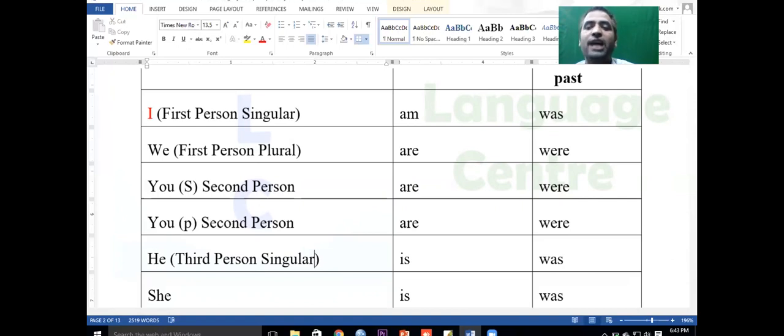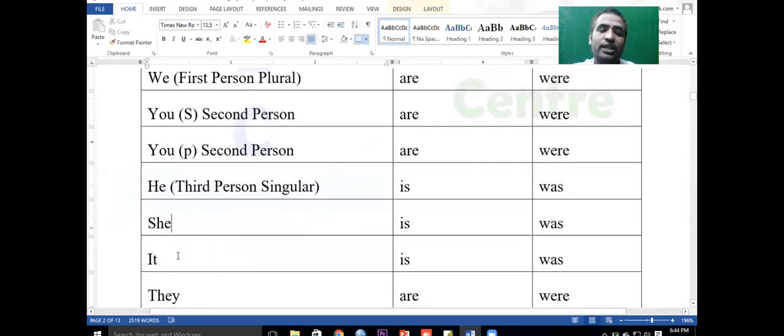These all things are talking about present situation. Right now, what is happening? He was very poor in the past. He was a student in the past, but now he is no more a student. He is a job holder. Nowadays he works. In a similar way, she is there and it. So both of them are also third person and singular.